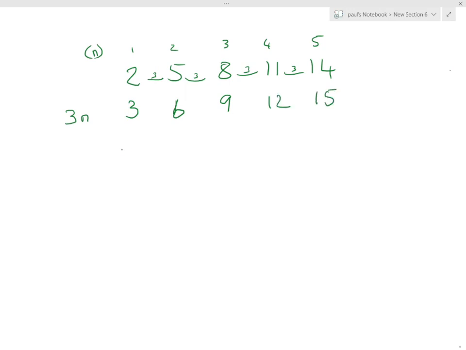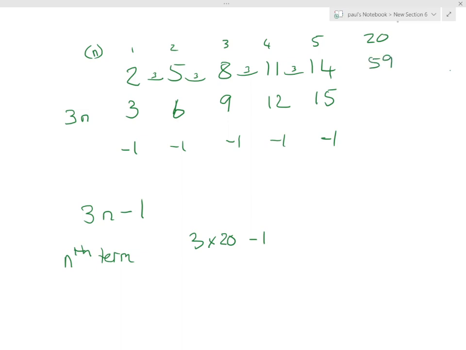So then we subtract. 2 take away 3 is minus 1. Minus 1, minus 1, minus 1, minus 1. Therefore, combine the two. 3n minus 1 is the nth term. If we want to find the 20th number in the sequence, we just go 3 times 20 minus 1, which is 59.